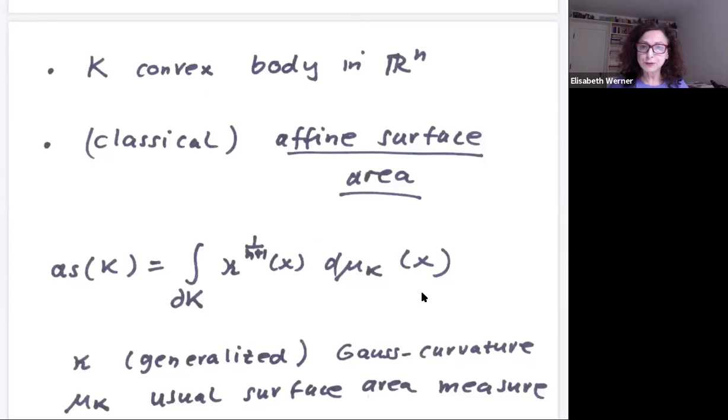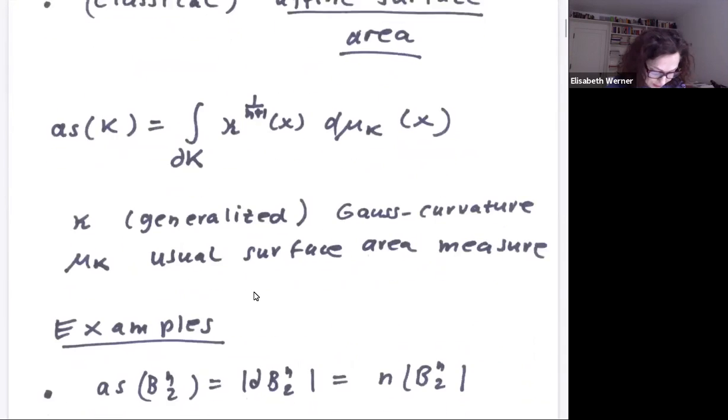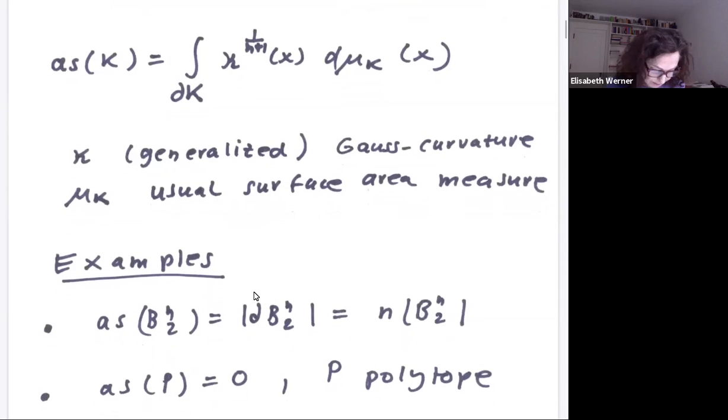So what do I mean by the usual surface area measure? I mean that if this function kappa were not there, the integral would just give us the usual surface area of a convex body. So this is called the affine surface area. Let's look at some examples first, so that you see the definition. Let's look at the Euclidean unit ball, which I'll denote B_2^n. If we want to compute the affine surface area of the Euclidean unit ball, what do we get?